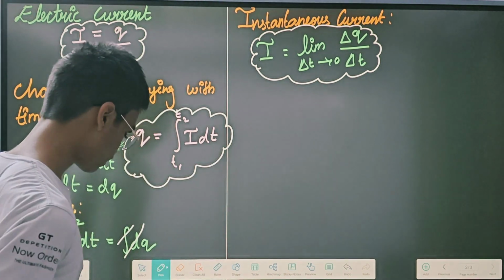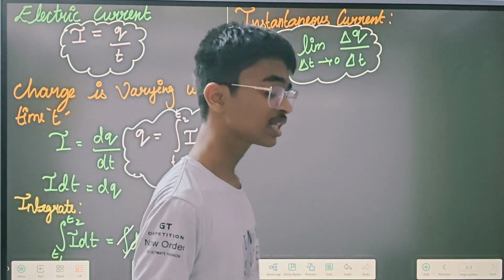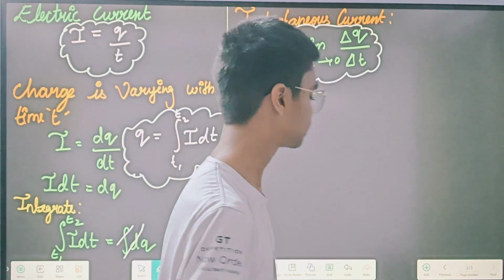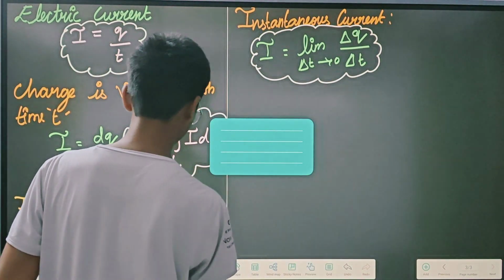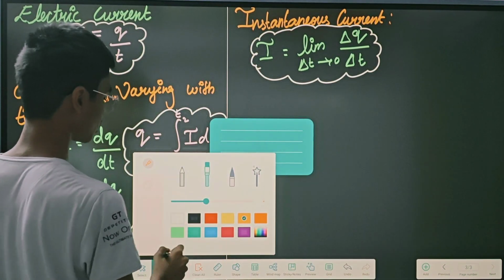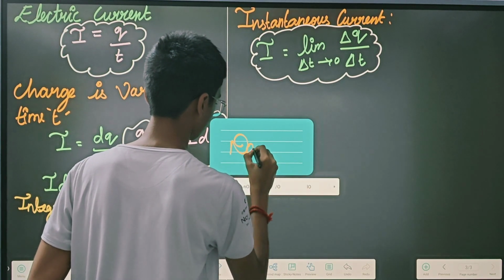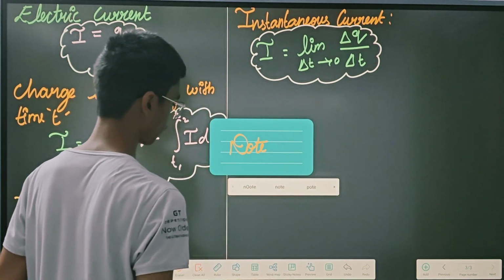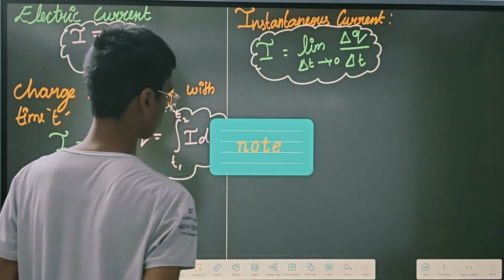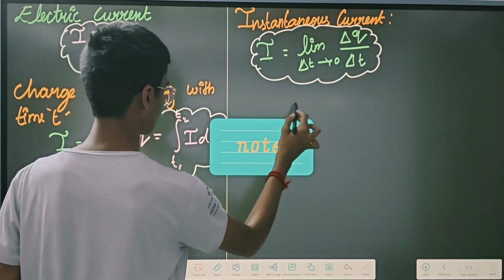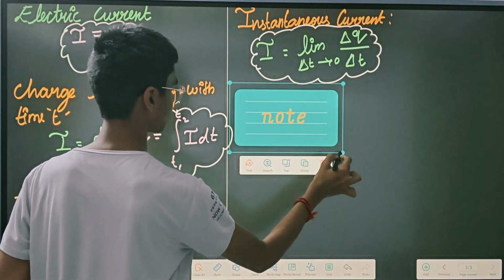Okay, so I have said about SI image. Next is one important note point. Which color can you use? For this one, this color itself will be good.